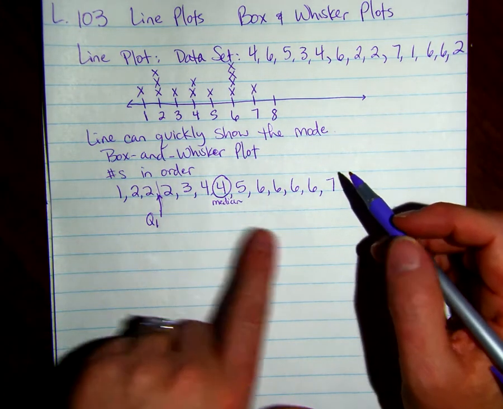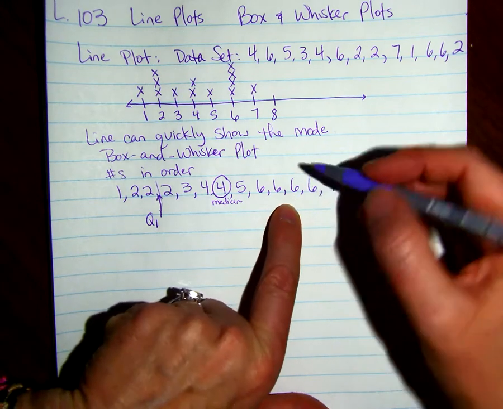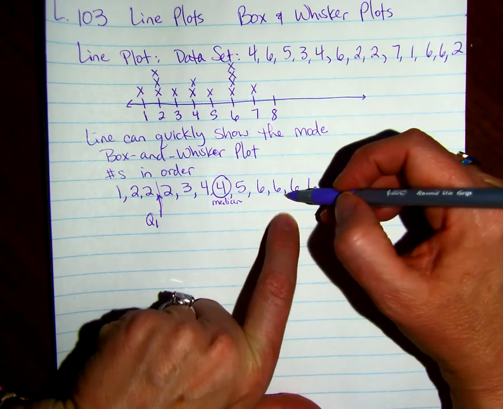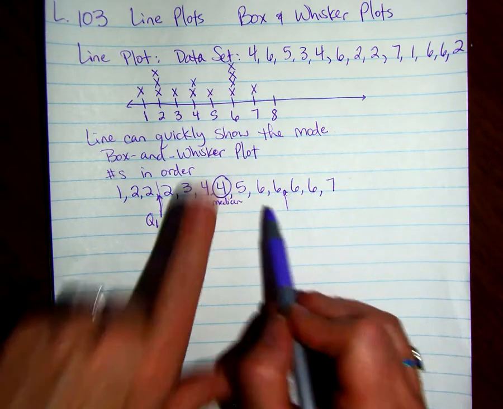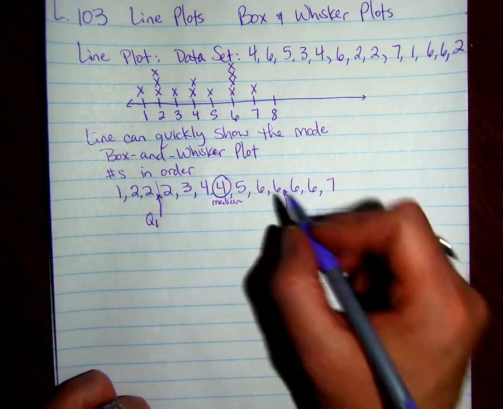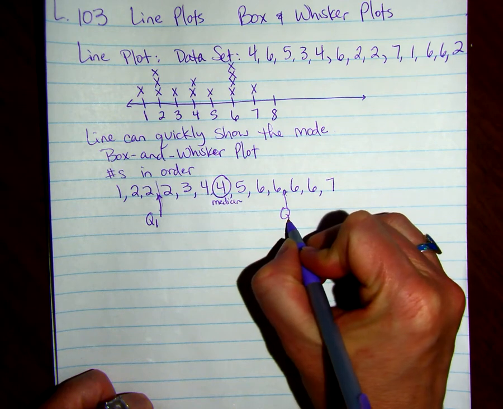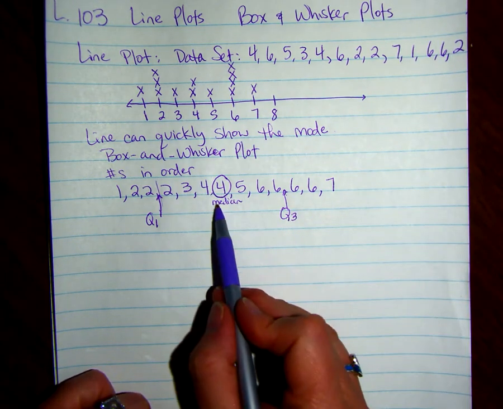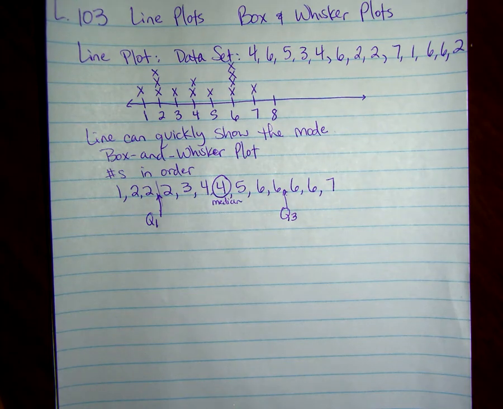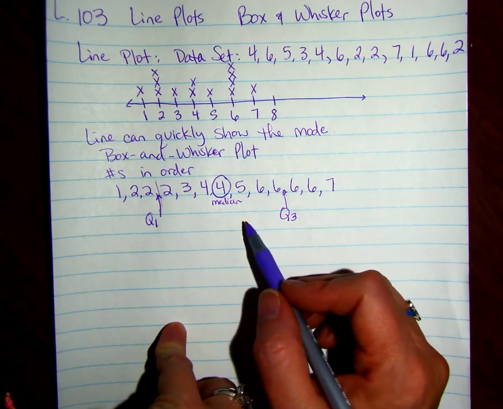Then to find the last set of points that we need is quartile 3, and that's in the middle of all the numbers that are above the median. So between 6 and 6 is quartile 3. So the median is quartile 2, but we always just call it the median.